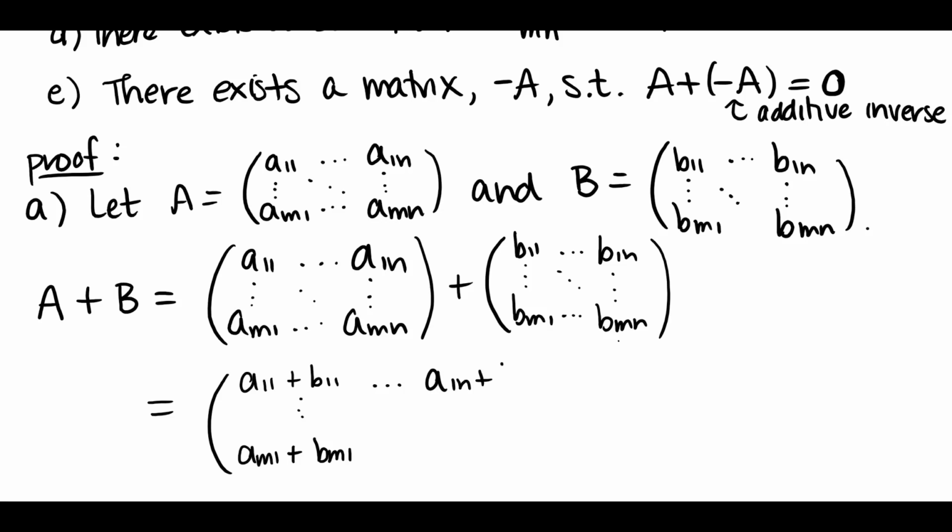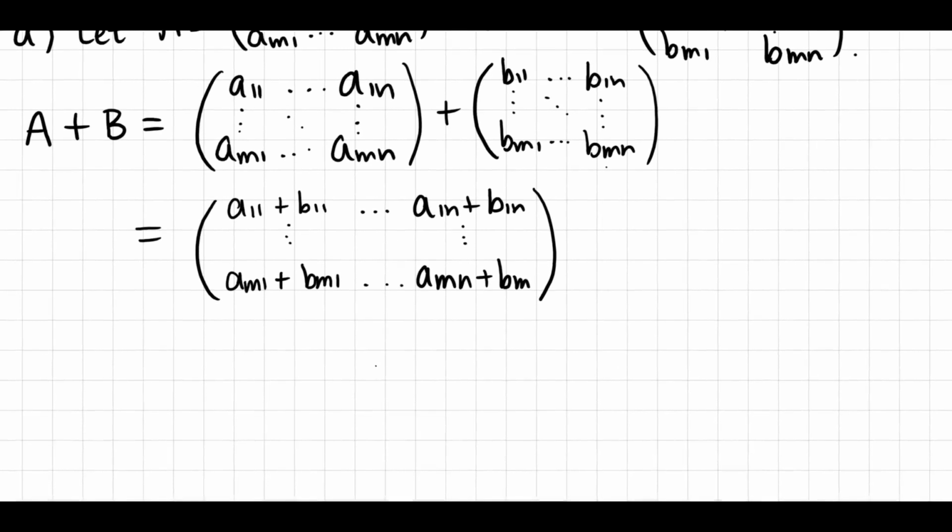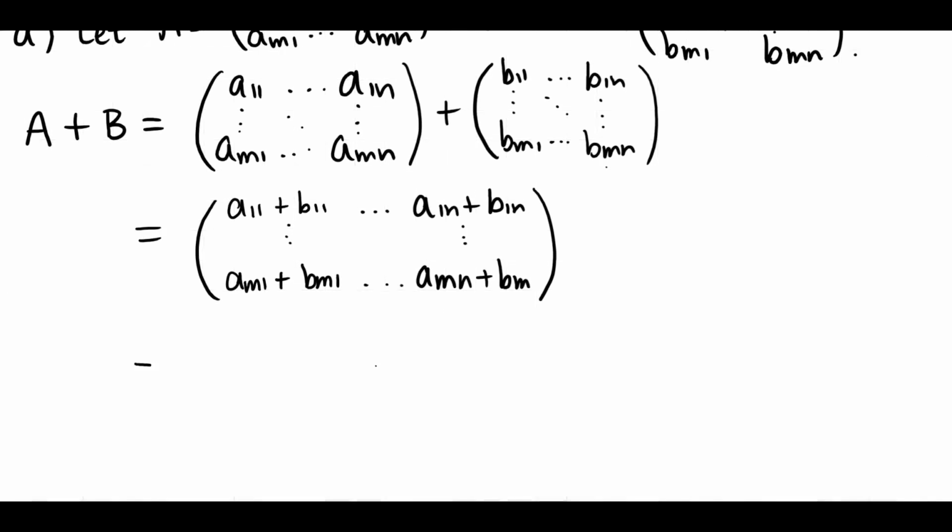A1n plus B1n dot dot dot A. So you see how this can be kind of time consuming, which it already is. All right, but this is how a proof goes, right? You don't complain, well, you can complain, but you still have to do it. So now here's where the strength is.